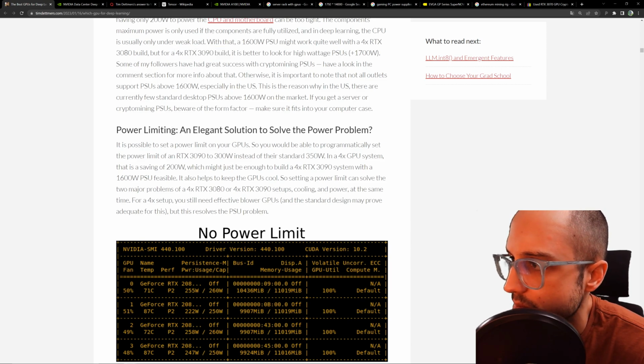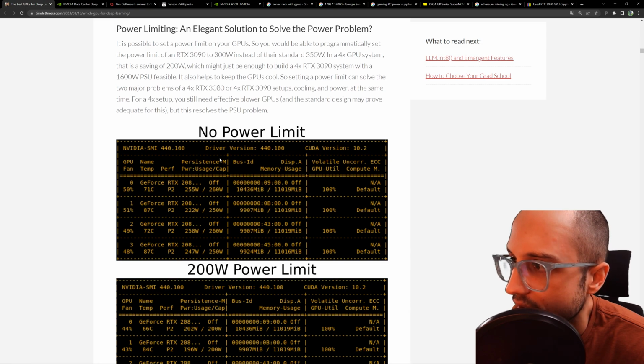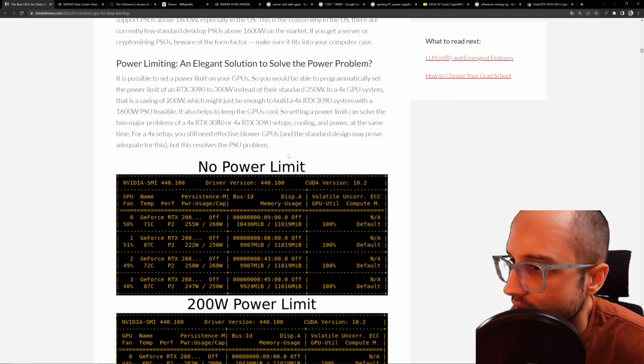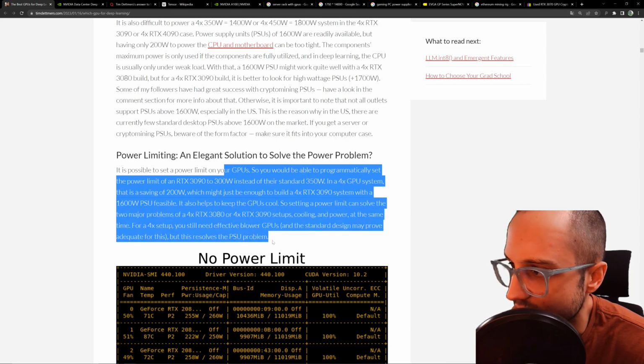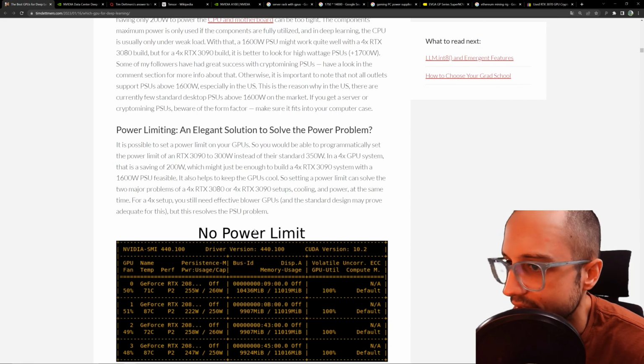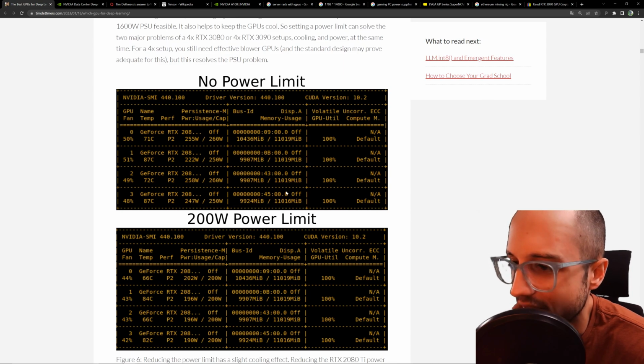Power limiting. It's possible to set a power limit on your GPUs, so you should be able to programmatically set the power limit to 300 watts instead of the standard 350 watts. Okay, so here he's basically saying, if you're having power issues, one thing you can do is throttle the GPUs yourself. But again, why would you buy a 3090 and then throttle it?